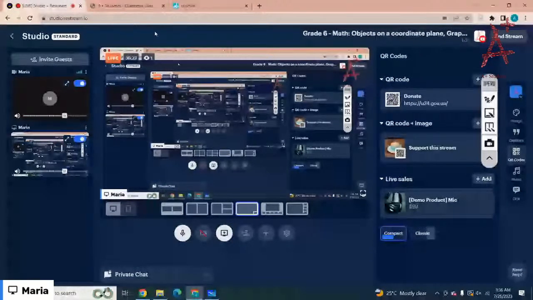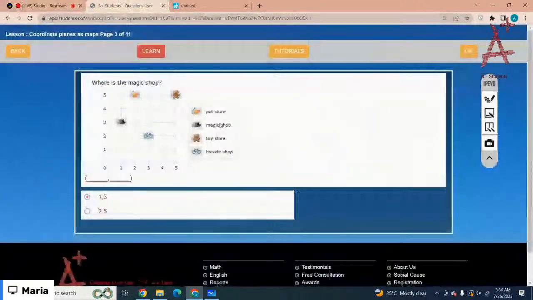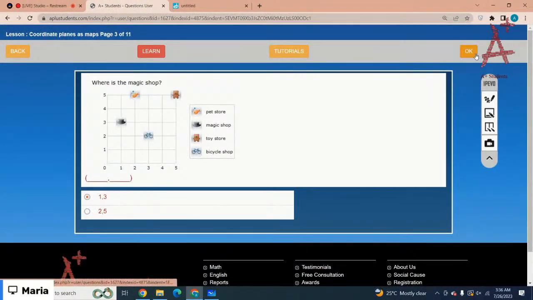Okay, where is the magic shop? So magic shop is at 1 and 3. So the correct option is 1 and 3.